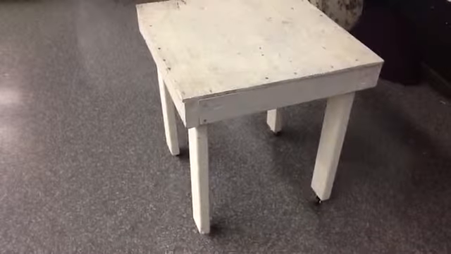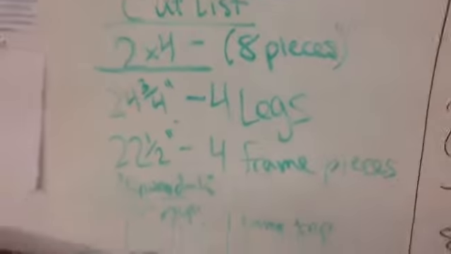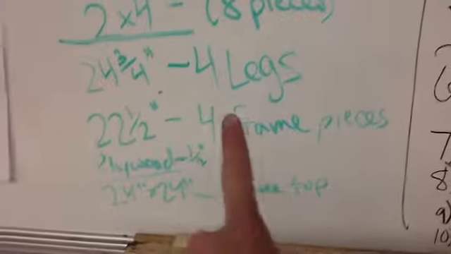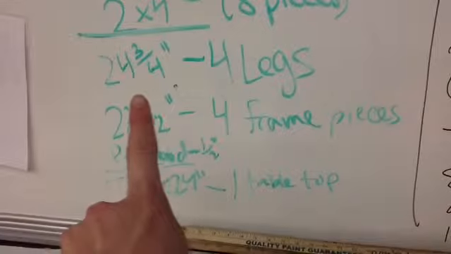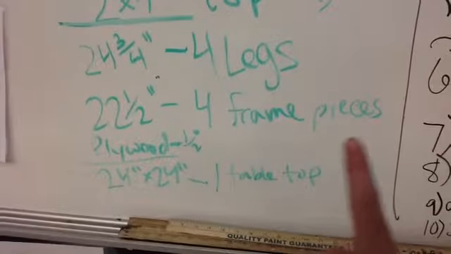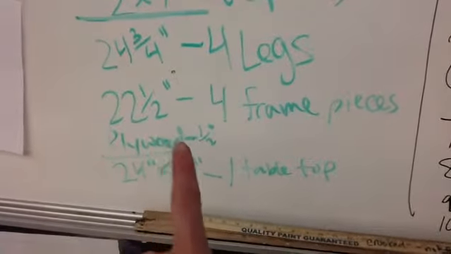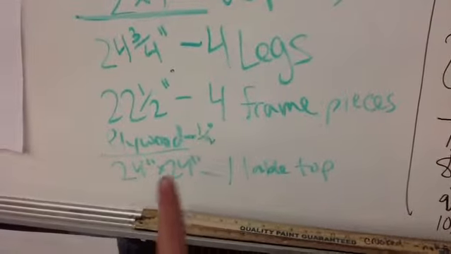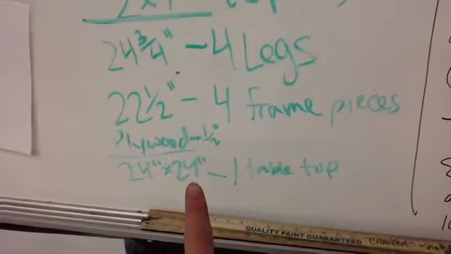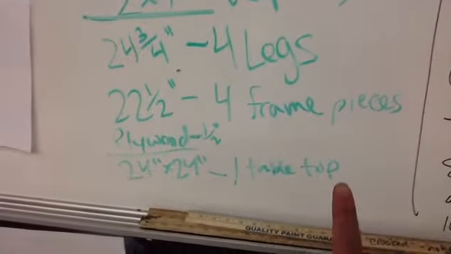Step one for your cut list is to observe what the table is made of. So we have four legs here and four framing sides and one big piece of plywood at the top. So it translates, as you'll see on the board, to eight pieces: four legs, each at this length, and four frame pieces at this length, and then one piece of plywood that's half inch thick, 24 inches by 24 inches, to create the tabletop.